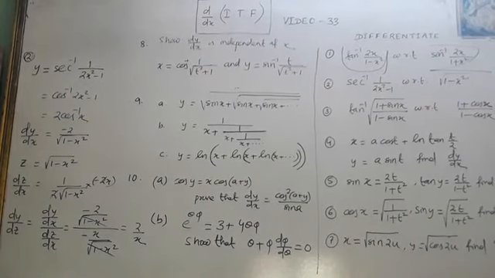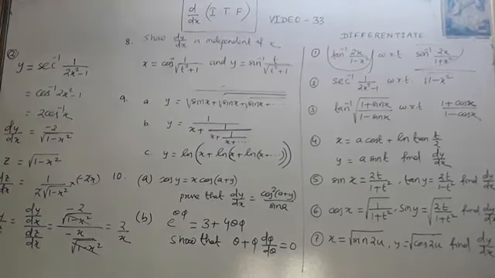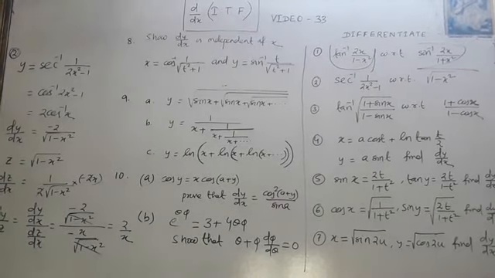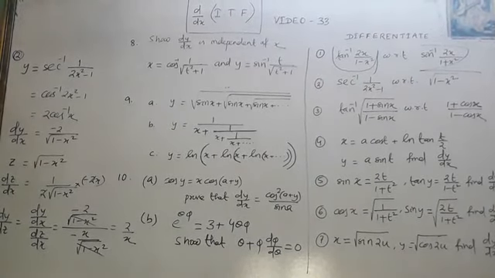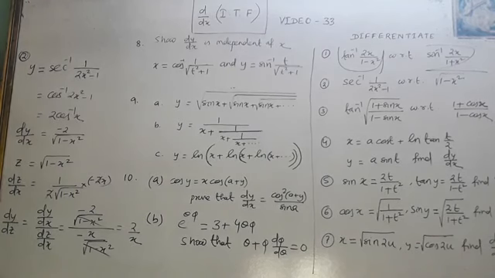Look at question number 2. It is y equal to sec inverse of 1 by 2x square minus 1. And don't put x equal to cos theta there. You can also do it by putting x equal to cos theta, but directly, sec inverse of 1 by something is cos inverse of 2x square minus 1, and cos inverse of 2x square minus 1 is 2 cos inverse x. Now dy by dx is minus 2 by root over 1 minus x square. And z is equal to root over 1 minus x square.